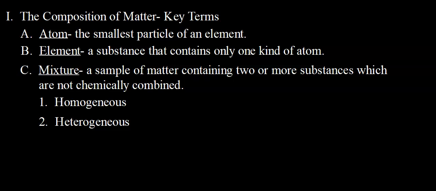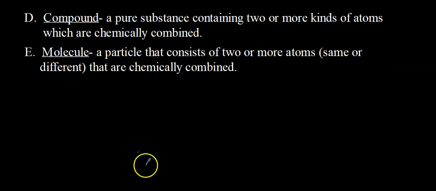A mixture is a sample of matter containing two or more substances, key words there, which are not chemically combined. Two types of mixtures: we have homogeneous mixtures that have a uniform composition, and heterogeneous mixtures which do not have a uniform composition. Again, keywords here, not chemically combined. As we'll see, that's different for compounds.